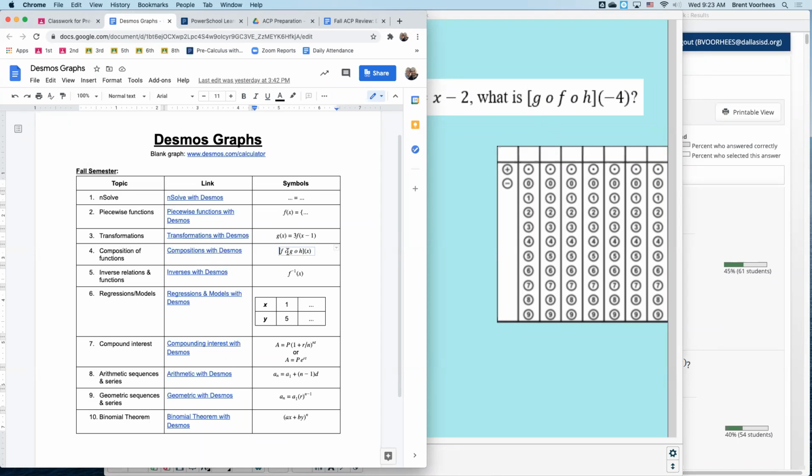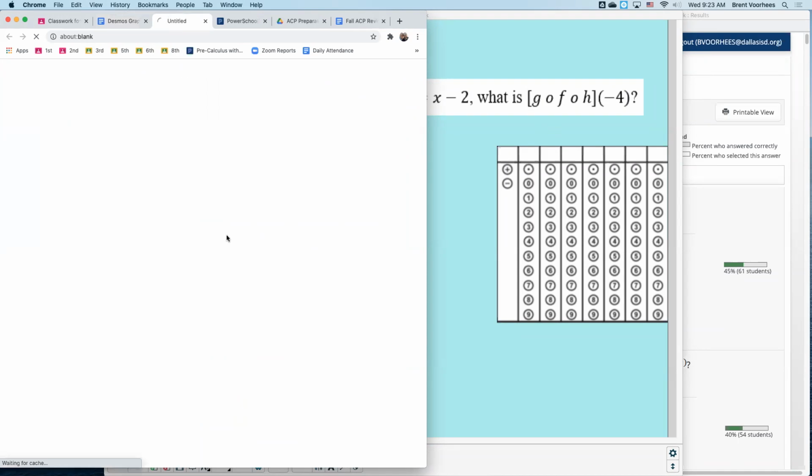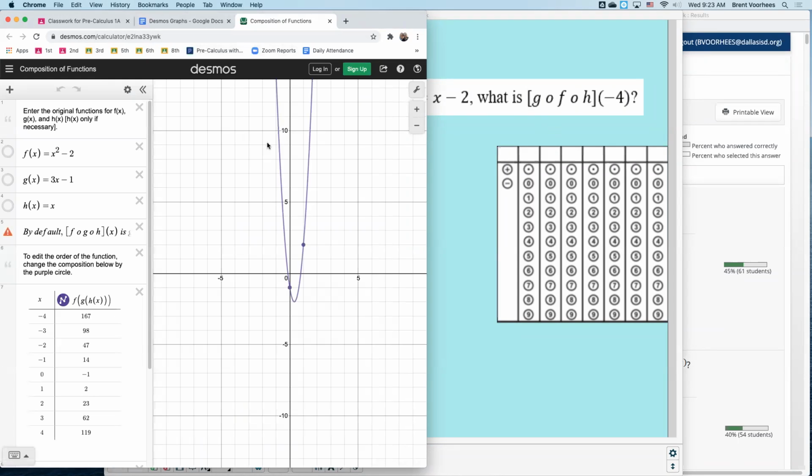I'm going to give you a moment. I'm going to pause this video. Make sure you open up this Desmos graph. That's what I want you to click on, and open that up for me, please. It should open you up to this screen here.